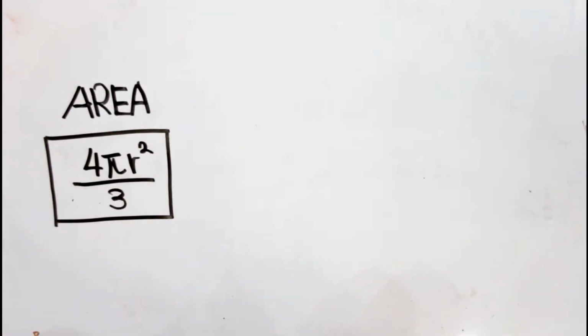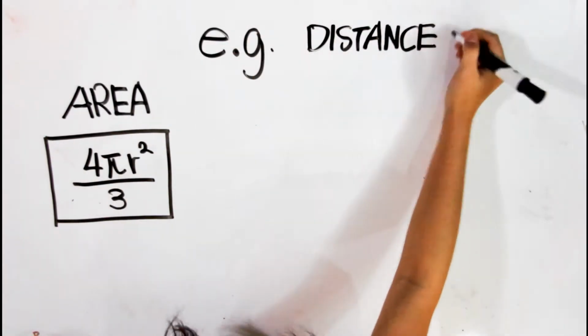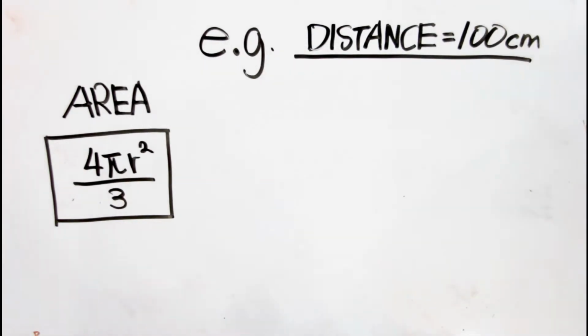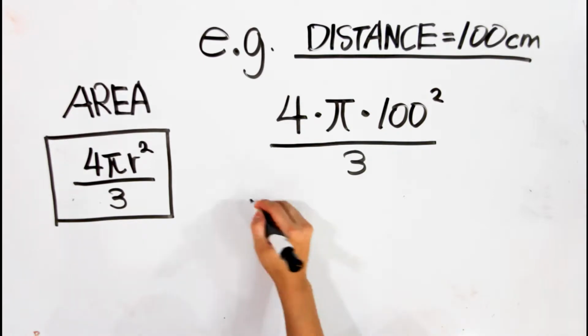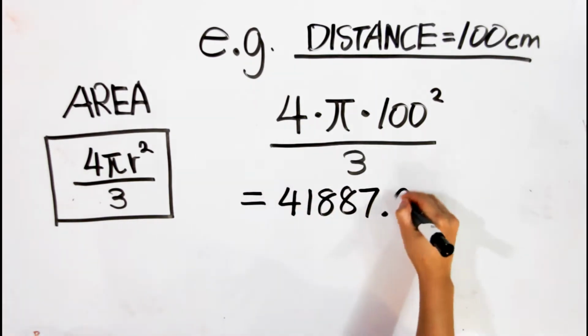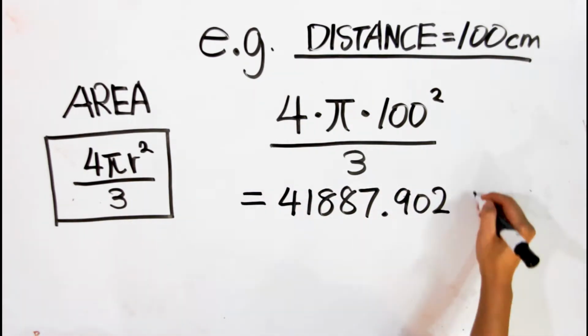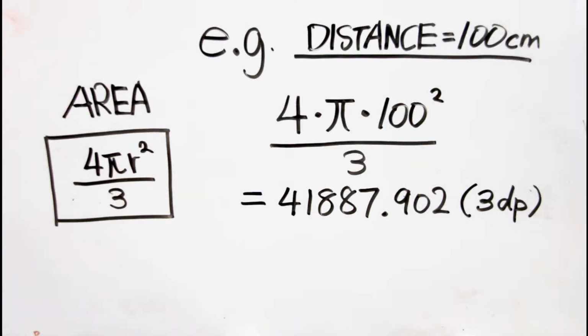So if we substitute the value of 100 centimeters, which is the distance from the lamp to the Venus flytrap, we get 4 multiplied by pi multiplied by 100 squared over 3. And that gives us a value of 41,887.902 centimeters squared to the third decimal point.